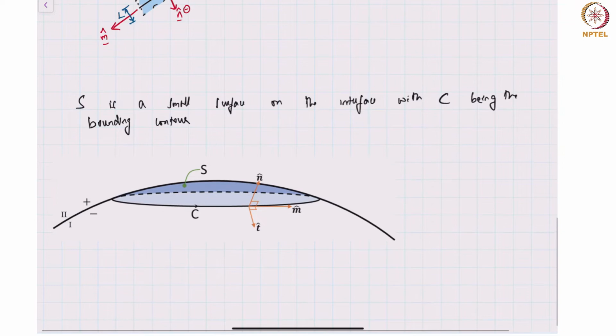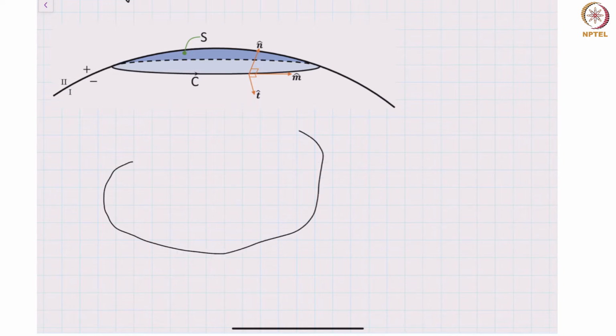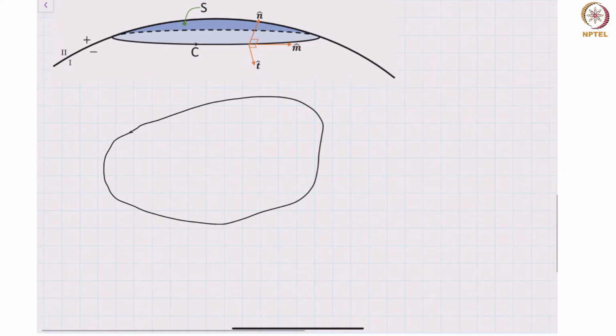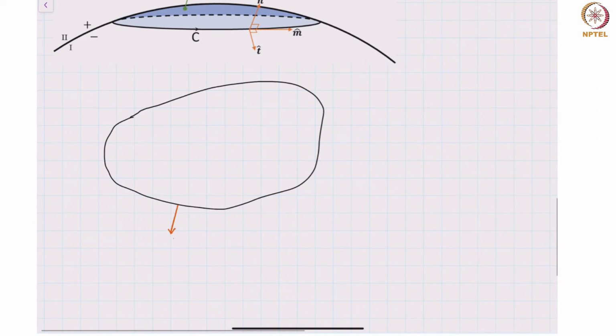Now I could actually take a top view of this. The top view of this contour would look something like this, where at any point on the surface I have a tangent vector outwards, that is T, and M is along this contour, and N, you should think of N basically coming out of the screen. Let's say M is this way.